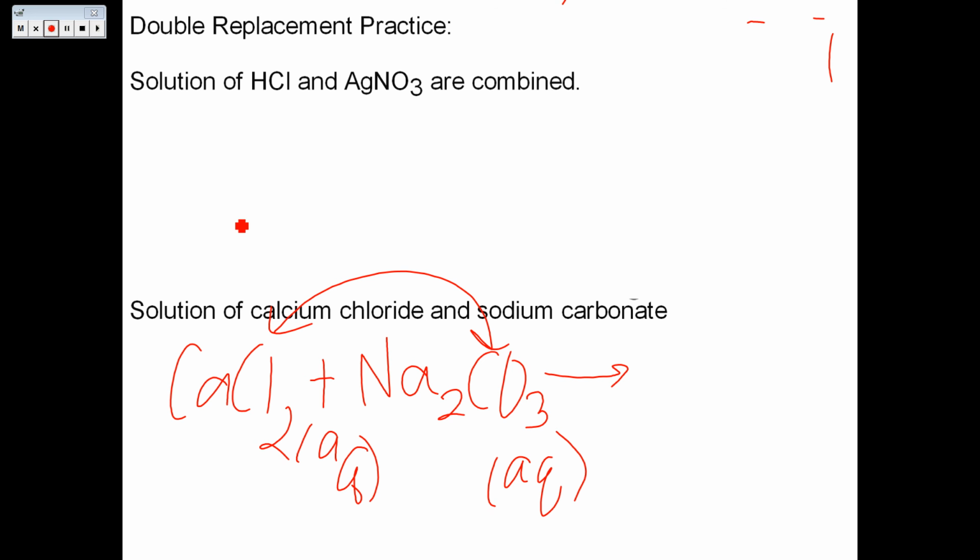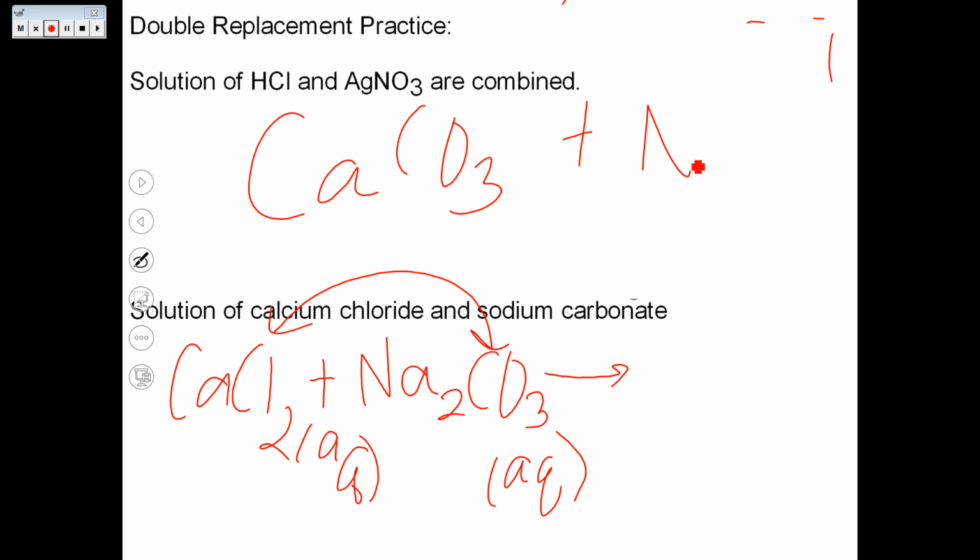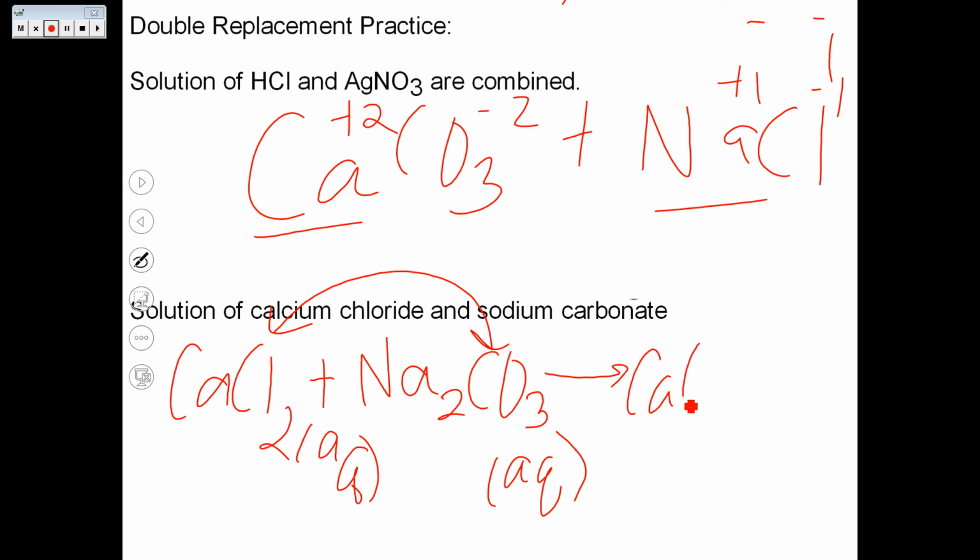Okay, so Ca is going to be with the CO3. The Na is going to be with the Cl. You always write the cation first. If you're wondering why I put those first, write their oxidation numbers, +2, -2, +1, -1. So calcium carbonate becomes CaCO3 and NaCl.